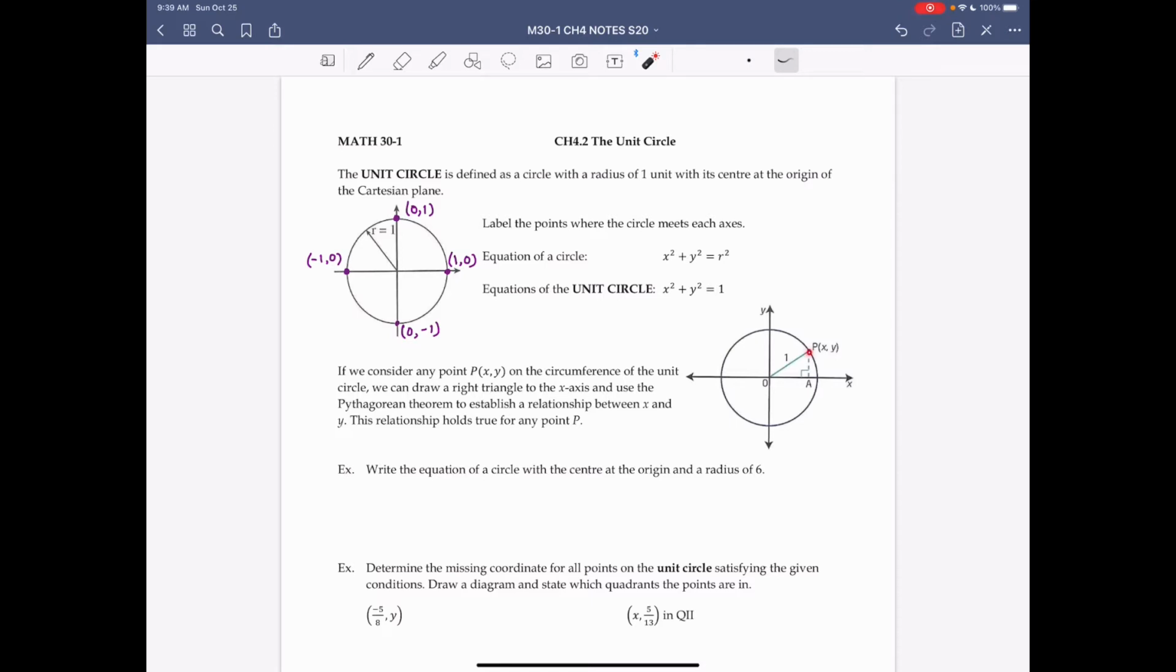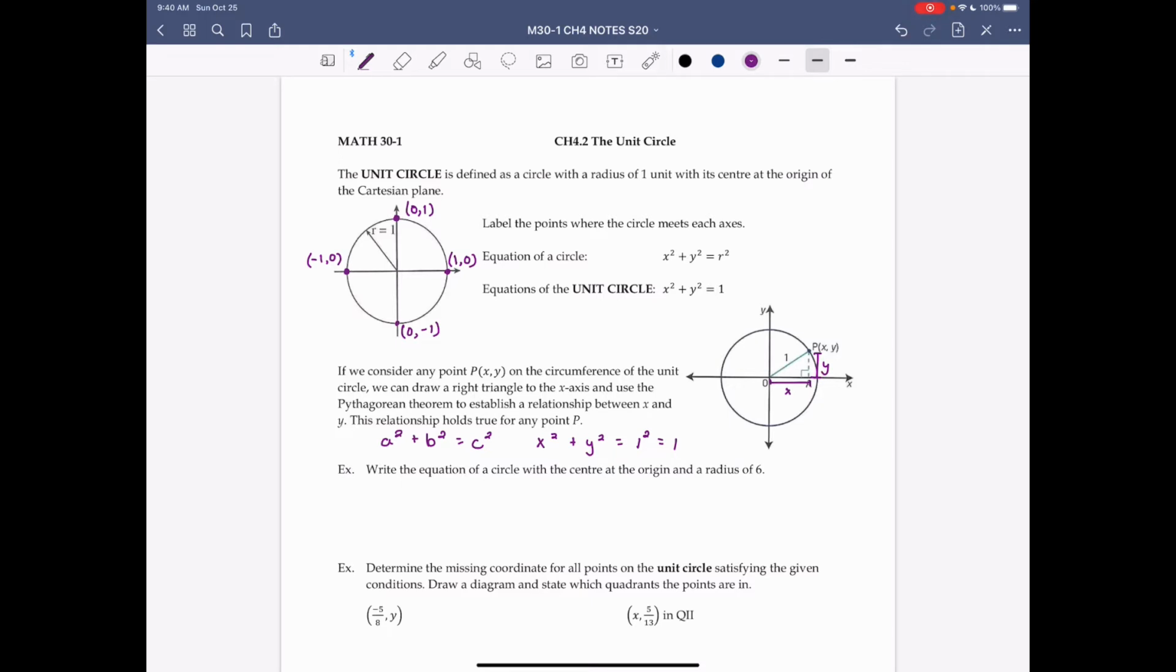So we can draw a line down to the x-axis and our radius, we create a right angle triangle where the distance from the origin to point A is the x value, and from point A up to point P is the y value. Then Pythagorean theorem, which is a squared plus b squared equals c squared, where c is the hypotenuse of the right triangle. For this triangle, we would have x squared plus y squared equals 1 squared, which equals 1.